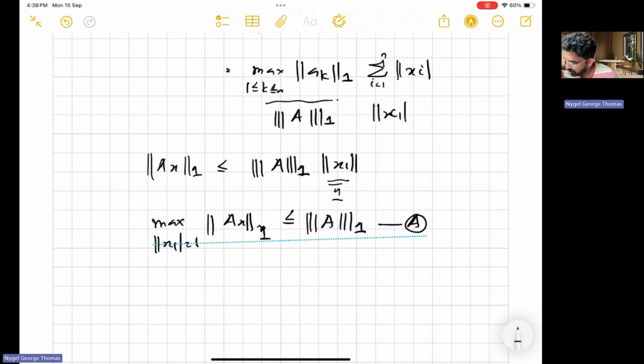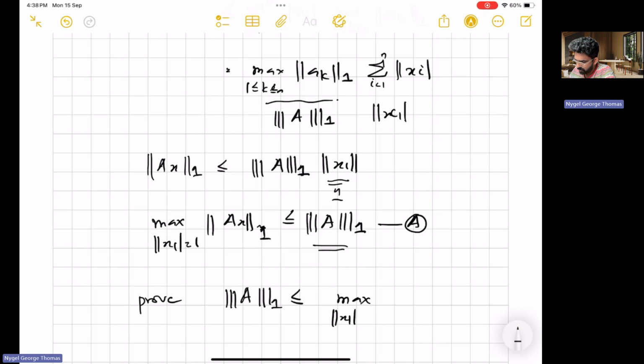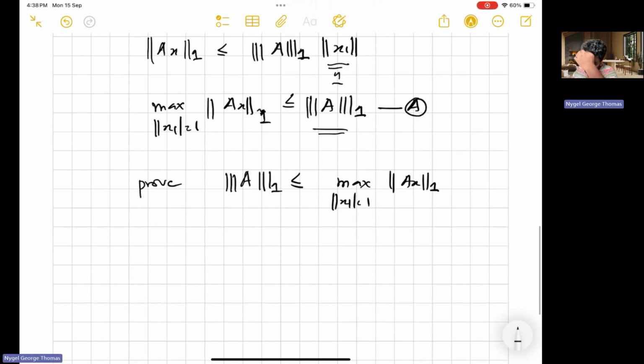And now we've proved that the induced norm is less than or equal to the maximum column sum norm of A. So now we have to prove that the maximum column sum is less than or equal to the max over norm of x equal to 1 of the norm of Ax. If we can prove this, then it is sandwiched between two inequalities, and both sides being equal, this has to be equal.